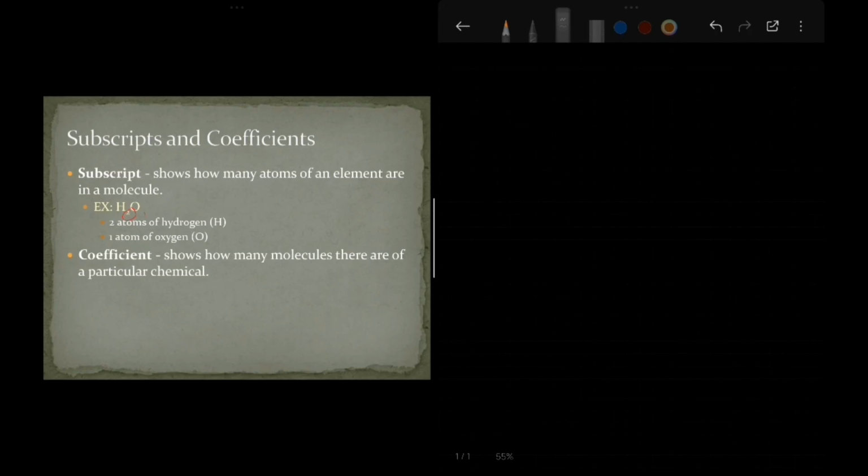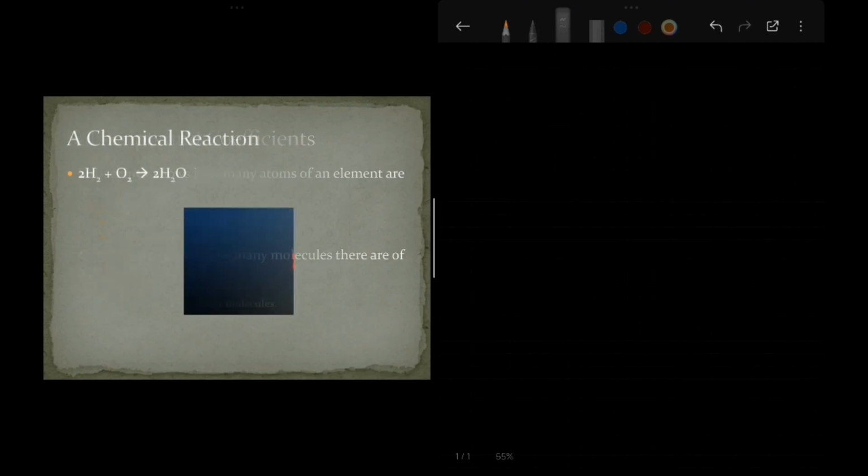The coefficient shows how many molecules there are of a particular chemical. For example, we have 3H2O. The coefficient here means there are 3 water molecules. To further understand this concept, let's analyze this animation. We have the chemical equation 2H2 plus O2 produces 2H2O. If you observe this animation, it formed 2 water molecules.